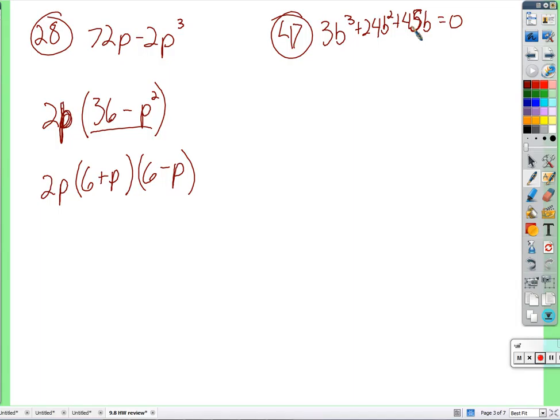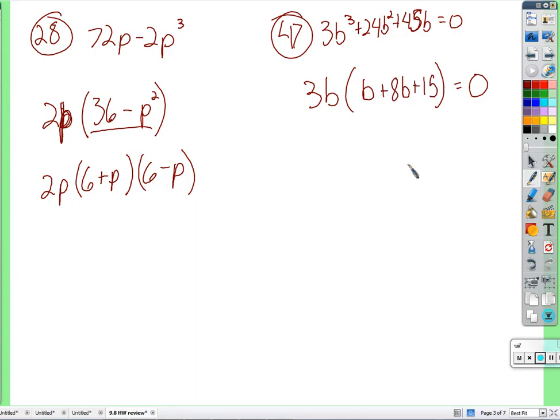Derek, so what's the first thing we do every time we factor a polynomial? Well, you have to figure out what you're factoring out. You can do 3B. You put 3B in front of the parentheses. Okay, so factor out a 3B from all of the terms. And what's left? B squared plus 8B plus 15.